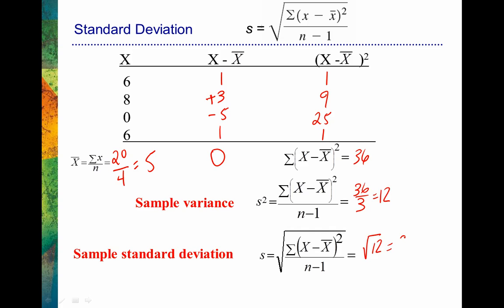Okay, so we've got 3.46 is our standard deviation. And again, how do we interpret that? We're trying to figure out how much these scores differ from the mean on average. So we're finding out that on average, these scores differ from the mean by about 3.46. So it's a measurement of how much variability there is in the scores using the mean as a baseline.